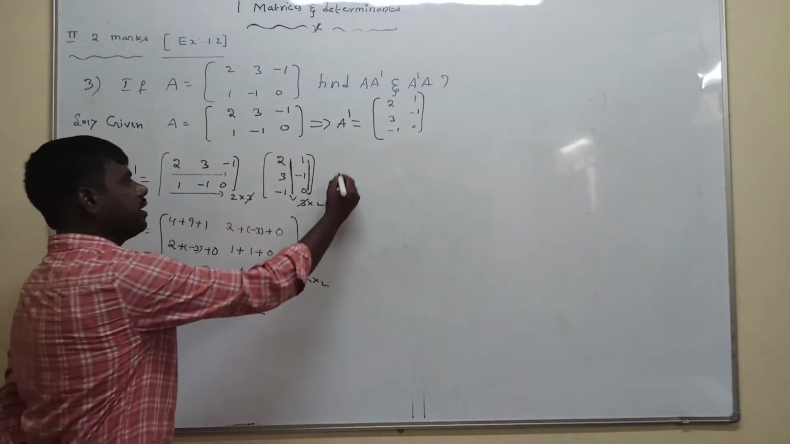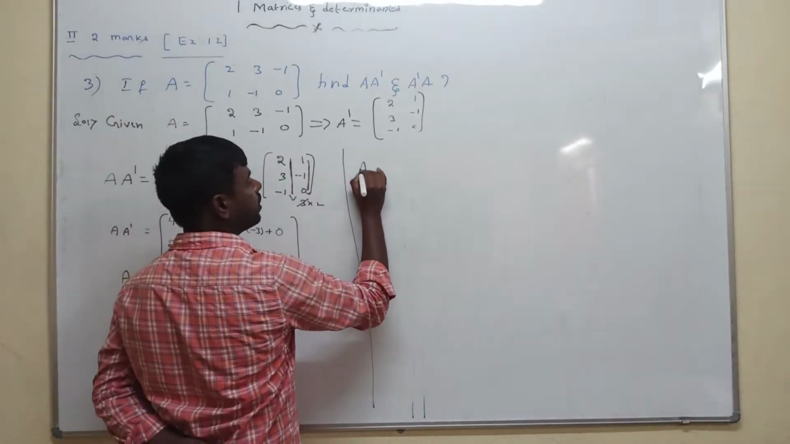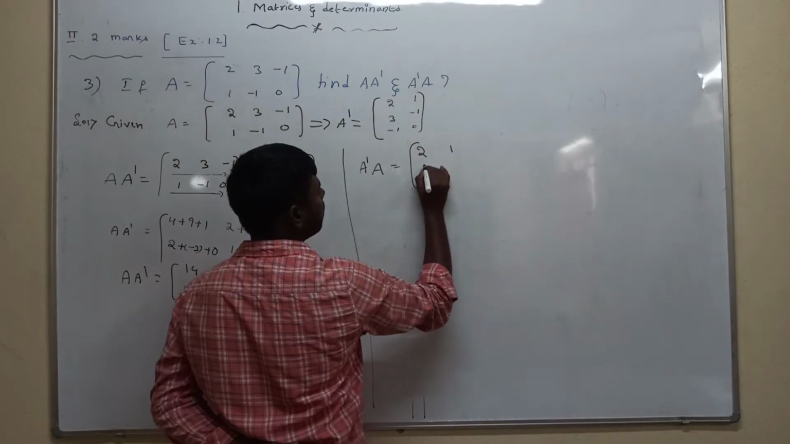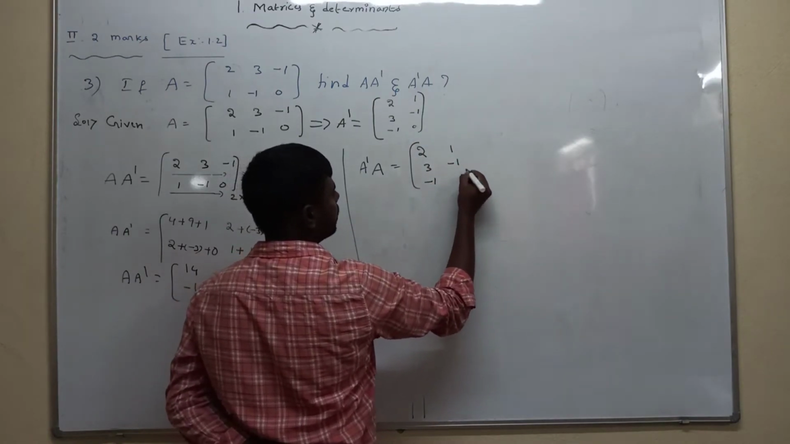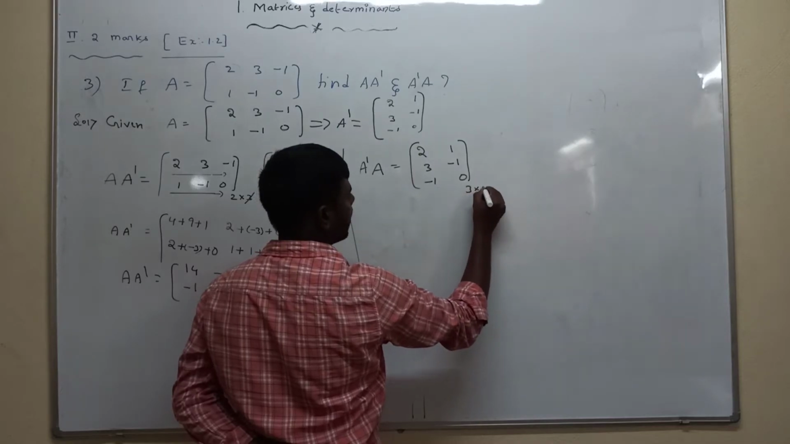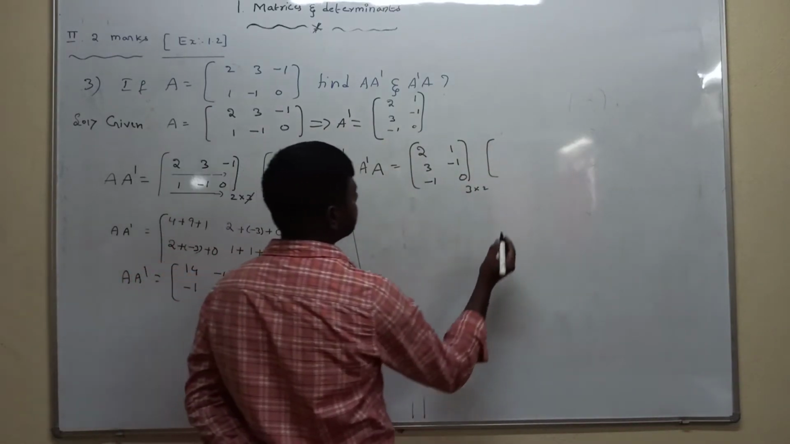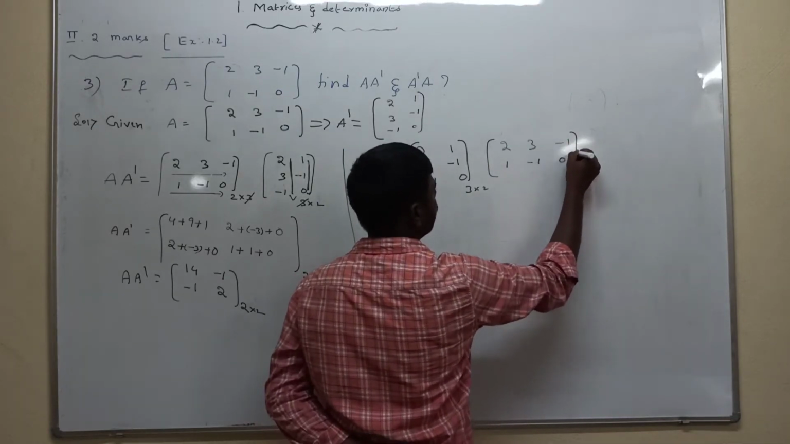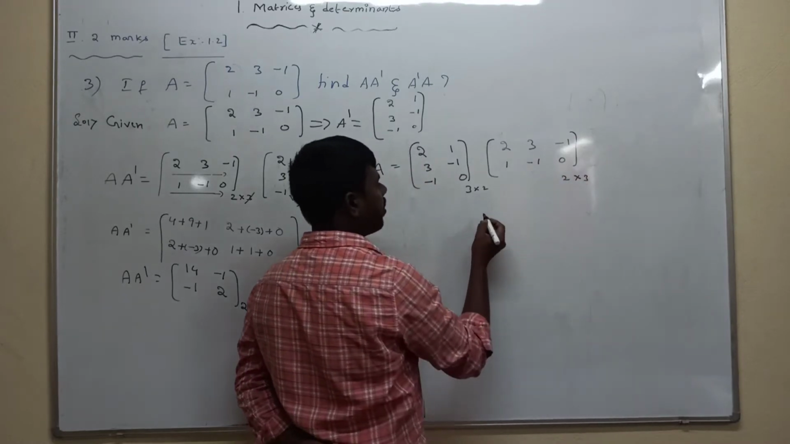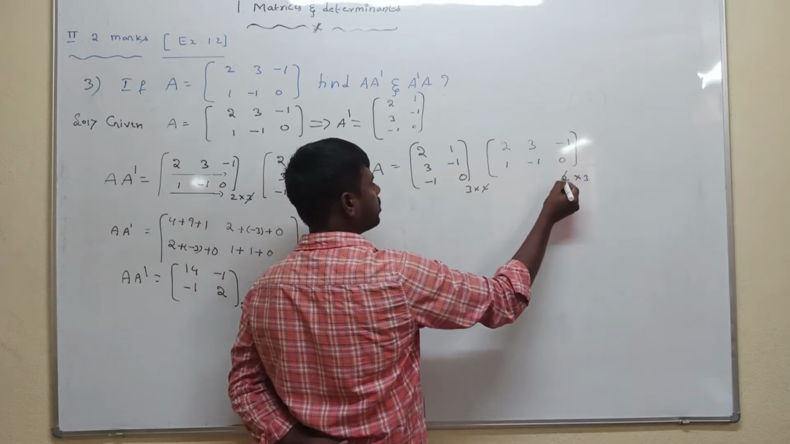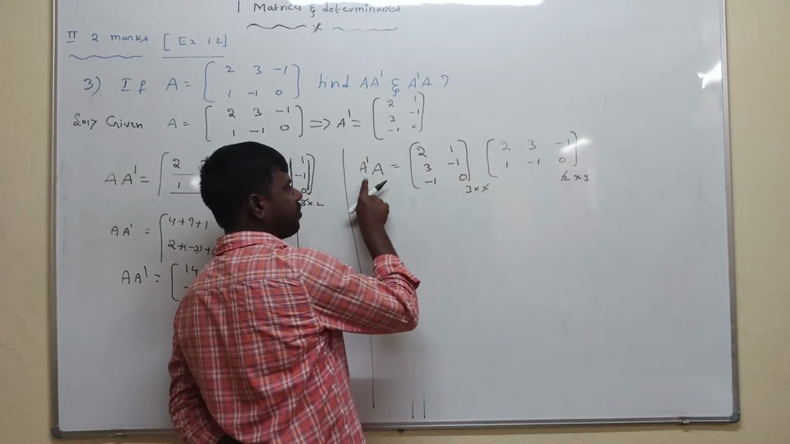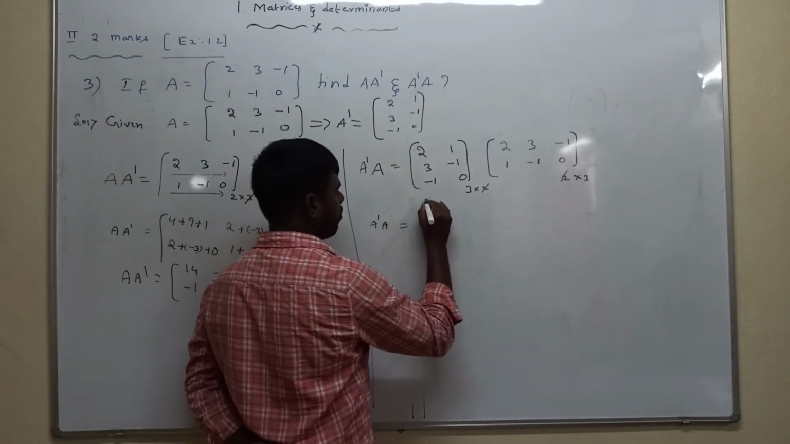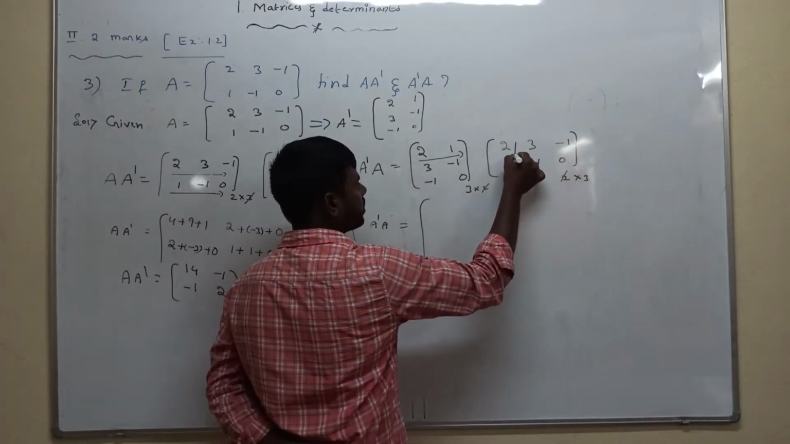Next we have to calculate transpose of A into A. Now substitute the transpose of A matrix, which is 2 1 3 minus 1 minus 1 0. Order of the matrix is 3 by 2. Next substitute the A matrix, which is 2 3 minus 1 1 minus 1 0. Order of the matrix is 2 by 3. The number of columns in the first matrix is equal to the number of rows in the second matrix, both are equal. We get the transpose of A into A resulting matrix as a 3 by 3 matrix.